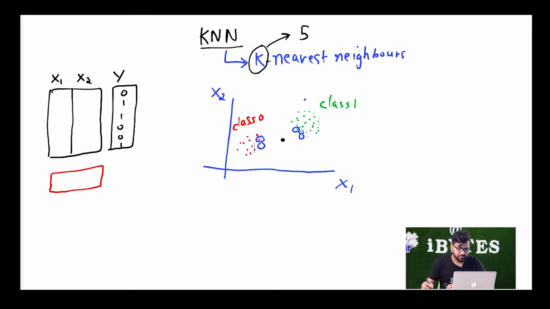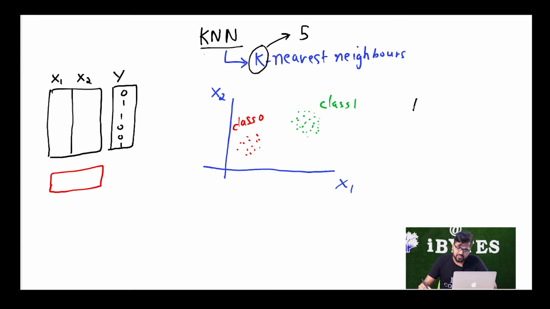The general thing is that we will always take k as an odd number. Why do we take k as an odd number? To avoid the situation where there is a tie. Let's say we took 4 nearest neighbors, 2 belong to class 0 and 2 belong to class 1. We would be stuck, unable to predict either class 0 or class 1. So generally we take the value of k as an odd value. Now let's see how to choose the value of k.